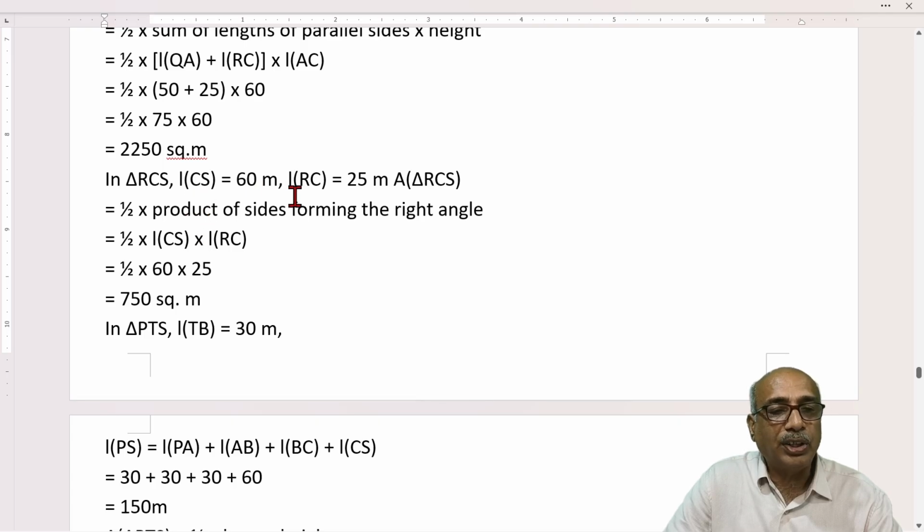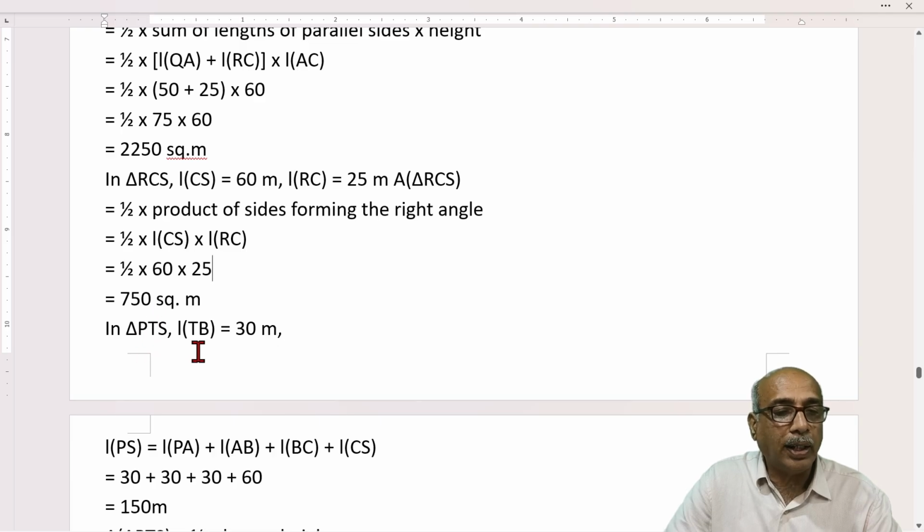In triangle RCS, CS equals 60 meter, RC equals 25 meter. Area of triangle RCS, it is a right angle triangle, is half of the product of the sides forming the right angle. So half of CS into RC equals half of 60 into 25. 2 ones are 2, 2 30s are 30, into 25 equals 750 square meter.